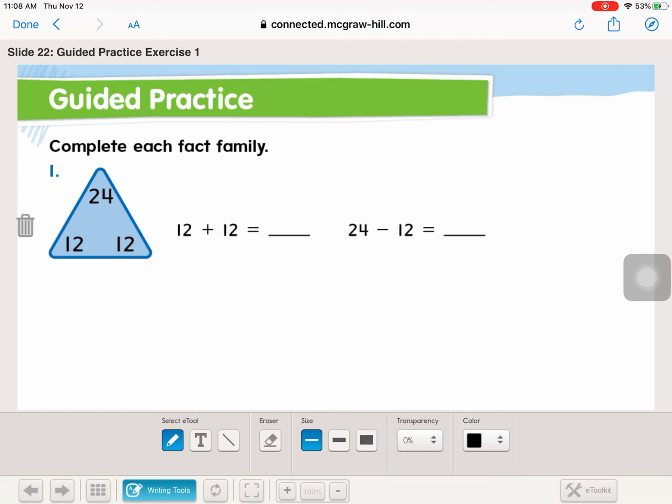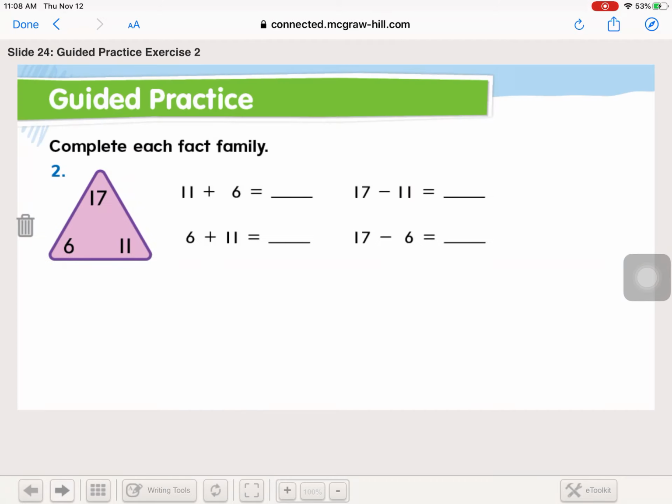Okay, so now this one is a doubles fact, so it's a little bit different. Go ahead and follow along with me on page 224. Since it's a doubles fact, there's really only two, because if we turn around 12 plus 12, it's still 12 plus 12. So 12 plus 12 equals 24. 24 minus 12 equals 12.